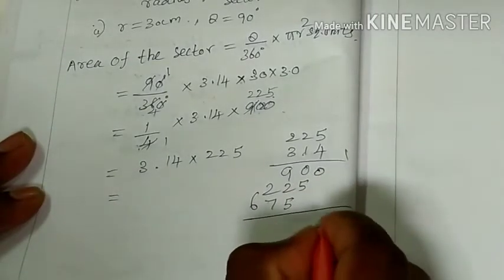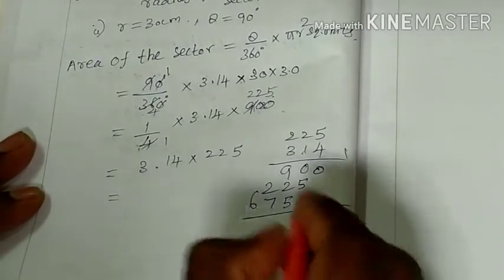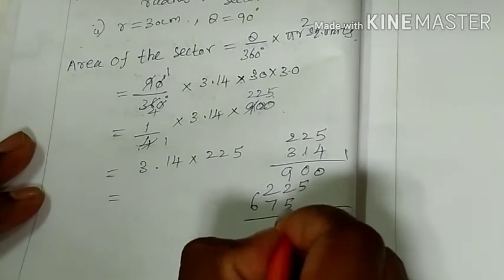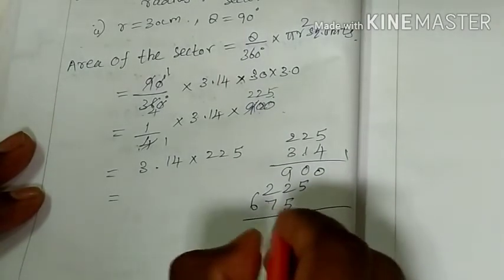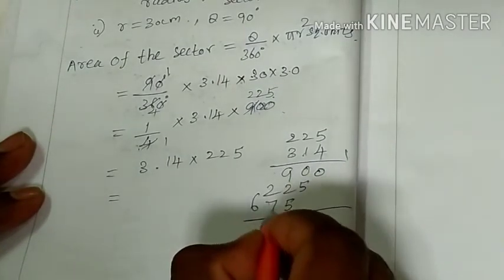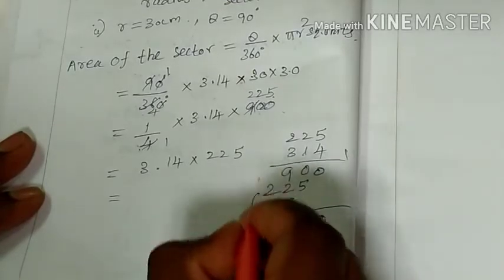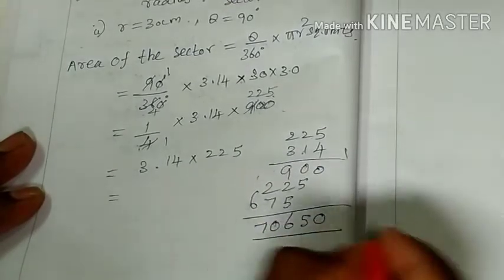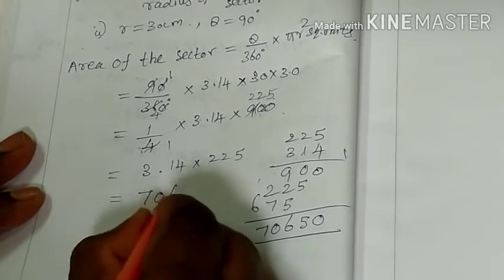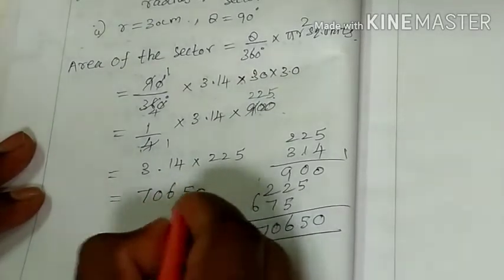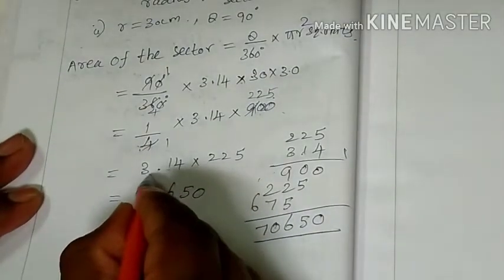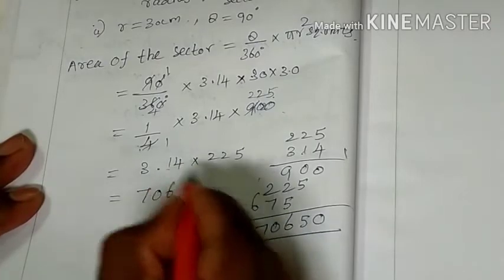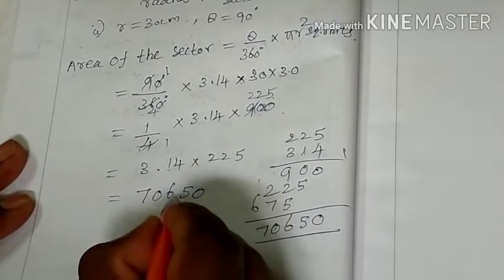Then sum of the values: 0, 5, 9 plus 2, 11. 11 plus 5, 16. Carry 1. 1 plus 2, 3. 3 plus 7, 10. Carry 1. And 1 plus 6 is 7. So now we get 70650. But here the number has 2 decimal places, so making the decimal place 1 2.